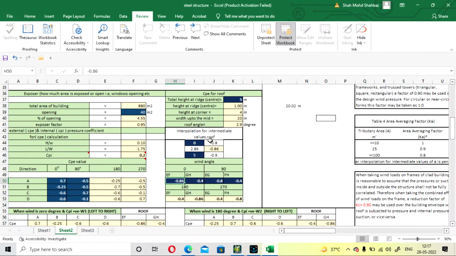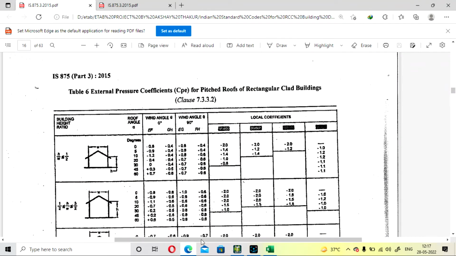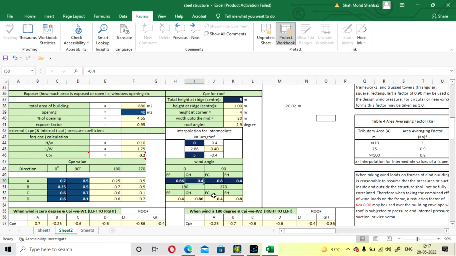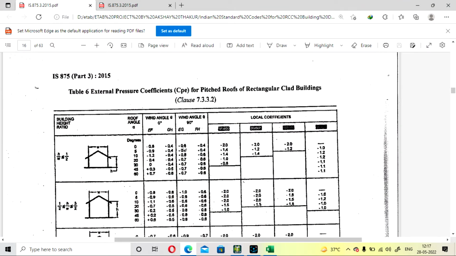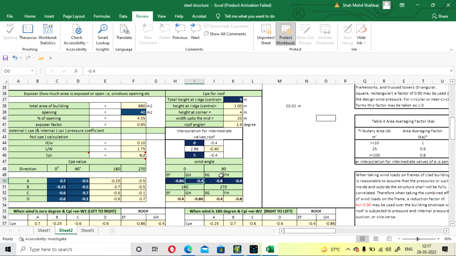After that, for GF, our value is minus 0.4, minus 0.4. So our interpolated value will be minus 0.4 only. Okay, minus 0.4 will be there, so you have to fill it here. Similarly, for 90-degree EG and FH, you have to fill here. For EG it is minus 0.8, minus 0.8, and for FH minus 0.4, minus 0.4. Fill this value and you will get the result, and you have to add the result here.